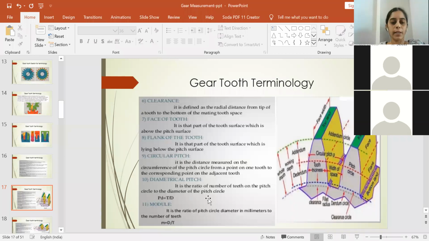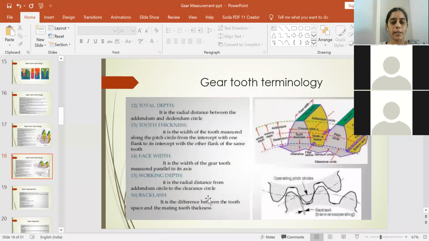It could be spur gear or whatever gear is being told. And then total depth I told you. So total depth, it is the whole depth. It is a radial distance between the addendum and dedendum of a circle. Dedendum of a circle is always associated with the base circle. It is not until the bottom of the tooth. So this is the entire total depth or the whole depth.